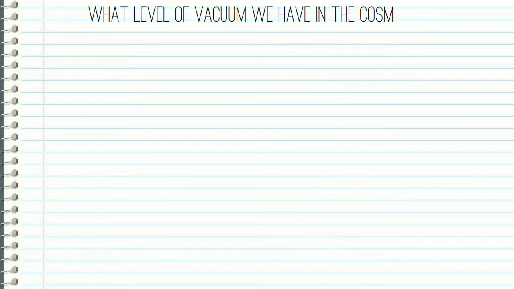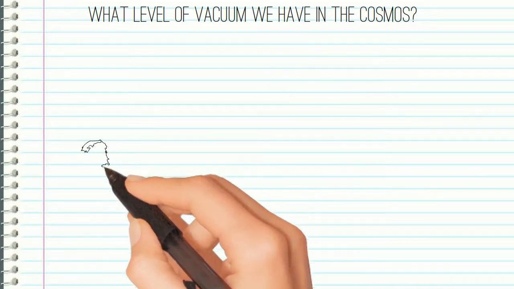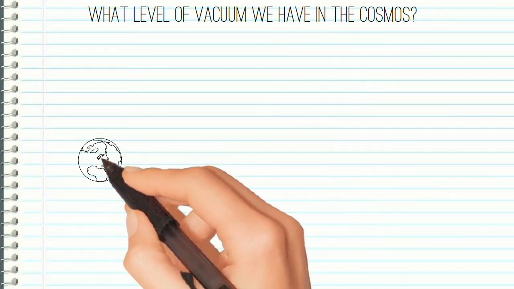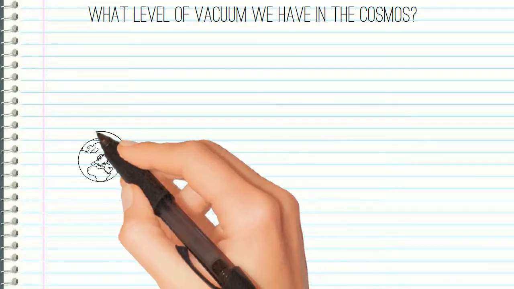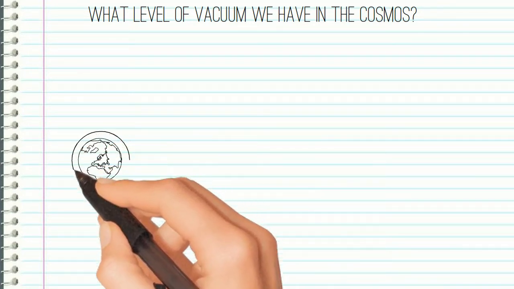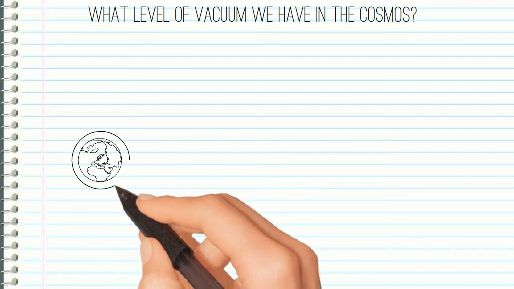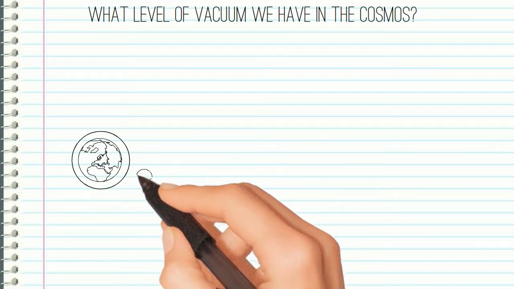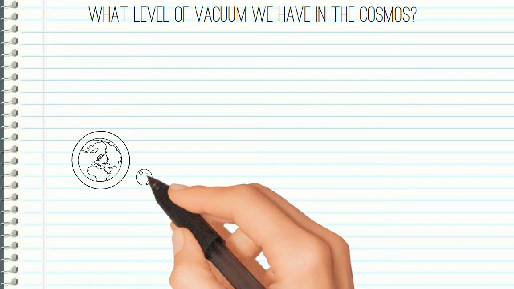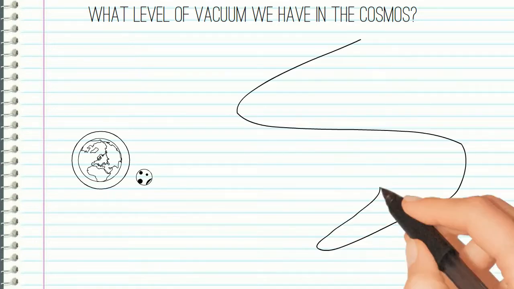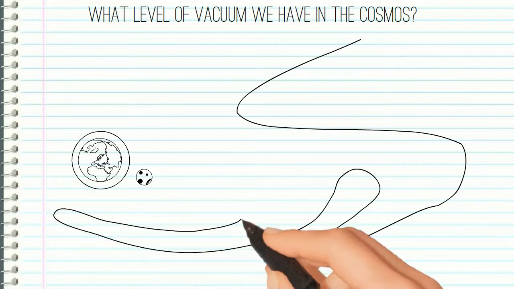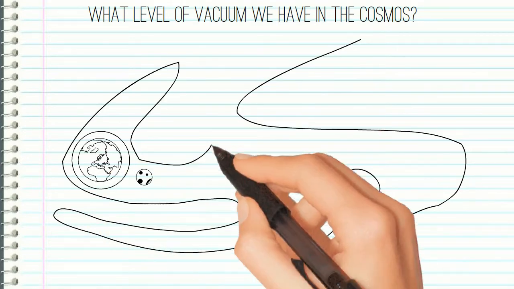What level of vacuum do we have in the cosmos? On Earth's surface we have 10 power 19 particles per cc. 65 km above sea level, where the thermosphere starts, we have 10 power 14 particles per cc. The atmosphere on the Moon contains 10 power 11 particles per cc. In interplanetary space there are only 10 particles per cc. And in interstellar space, only 1.